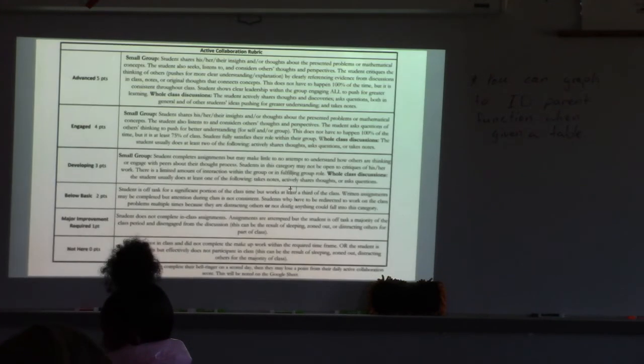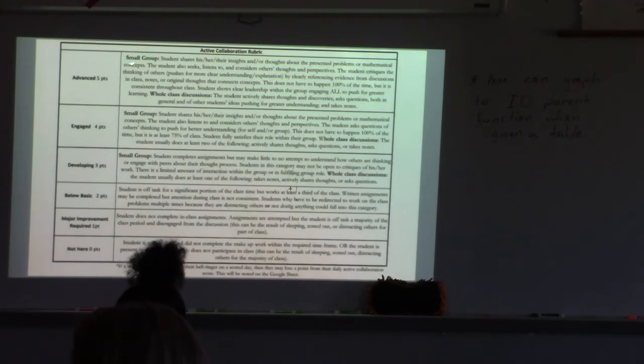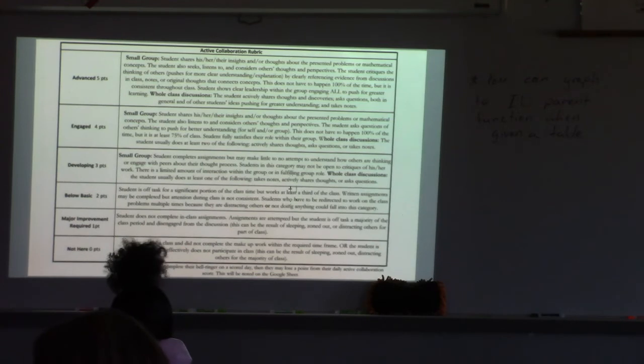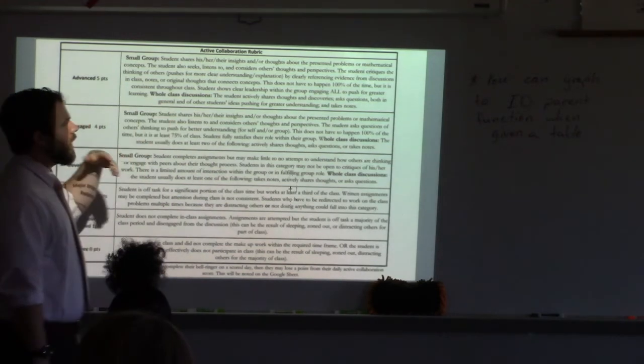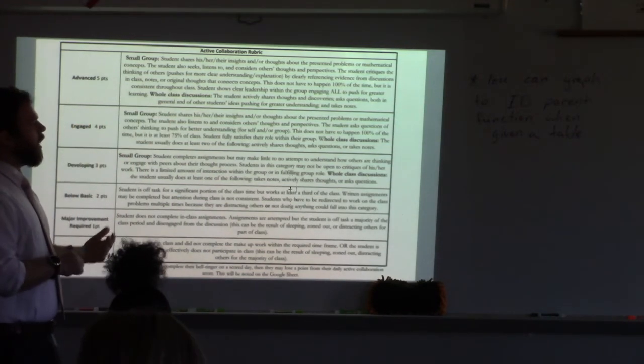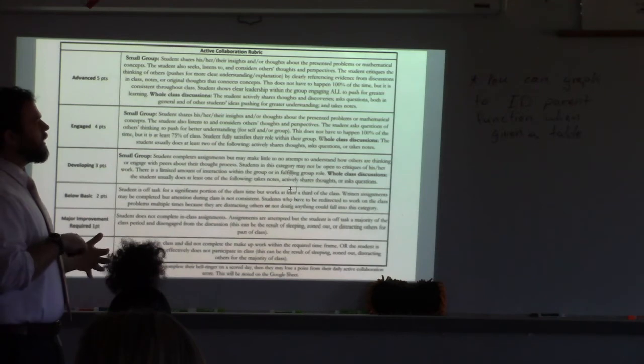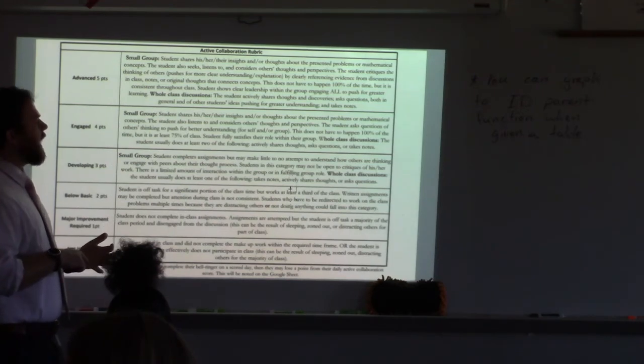understanding I see. Okay? Active collaboration rubric, I'm going to upload this onto Schoology as well. I do want to point out that I made differences in small group versus whole class. One of the big things I want to point out right here during whole class discussions, before I said you had to do all 3: sharing thoughts and discoveries, asking questions, and taking notes.